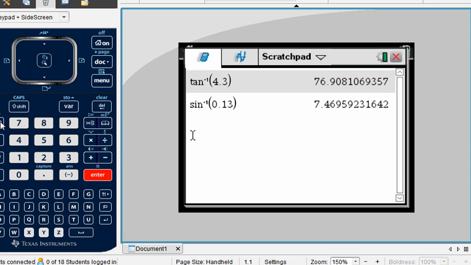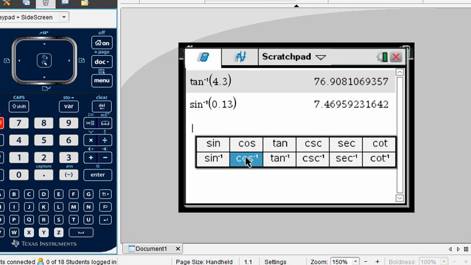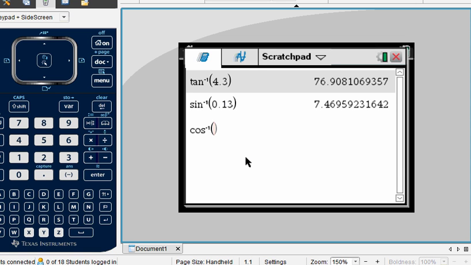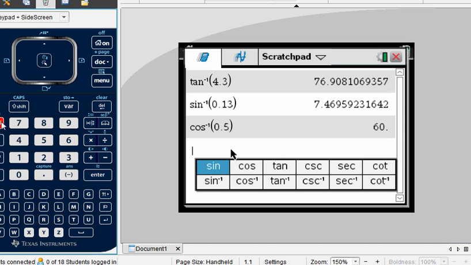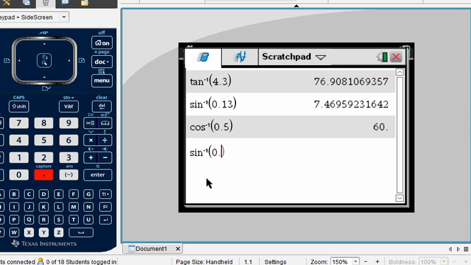In the third example, I want to figure out which angle it is that has a cosine value that's equal to 1/2. So again, I'm going to use that inverse cosine because I'm telling my calculator, please tell me which angle it is that has a cosine value that's equal to 1/2. And that's exactly 60 degrees. And then for the last one, I want to determine which angle has a sine value that's equal to 0.89.